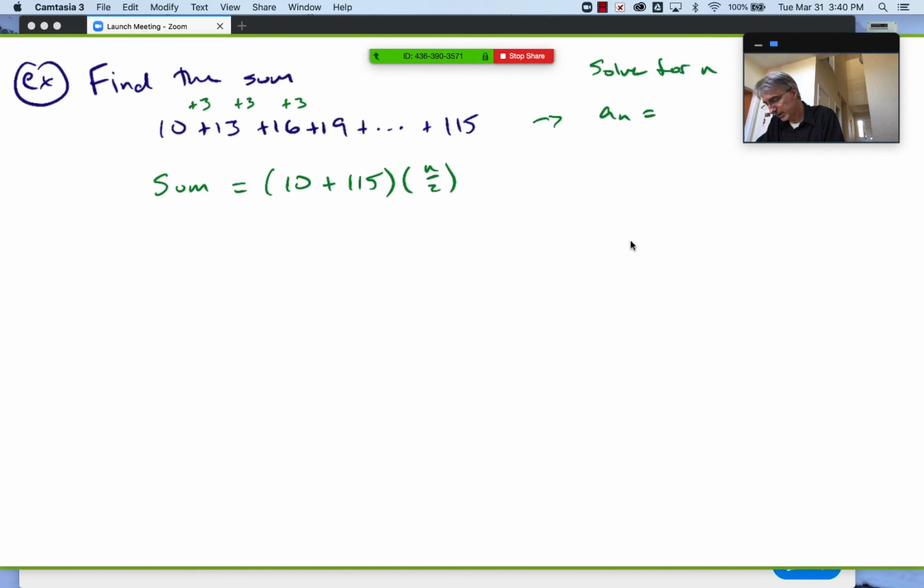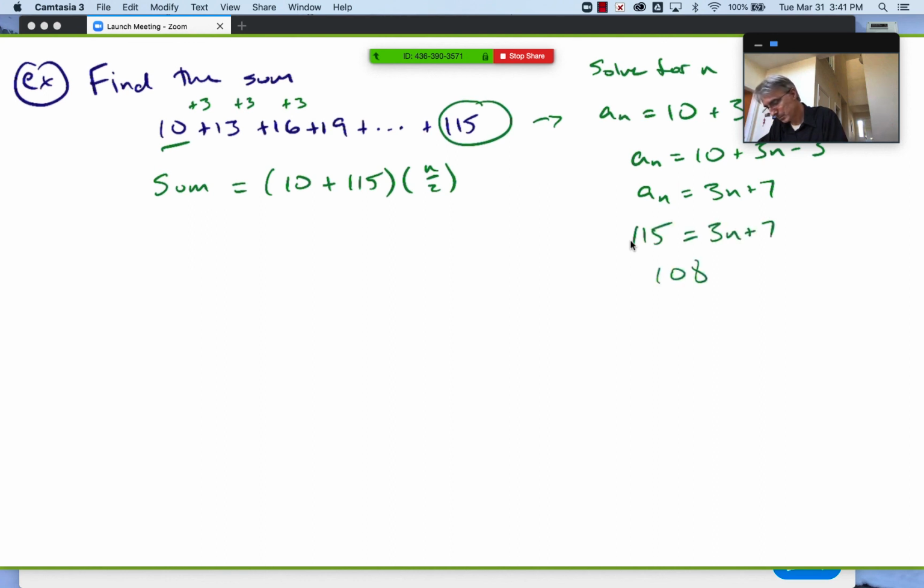So I say a sub n equals 10, the first term, plus 3, the constant difference, times n minus 1. So 3n plus 7. I'll take 115, it's the nth term. And so I get here n equals 36. So there are 36 terms. And so here the sum is going to be 125 times 36 over 2. So then I multiply that out and get 2,250.